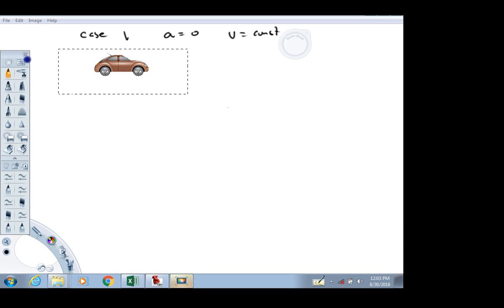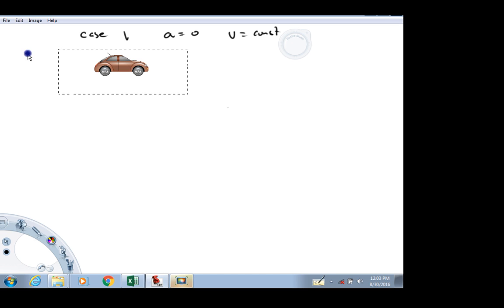The purpose of this video is going to be to describe how to write what are called equations of motion for particles under various circumstances. Now, the particle we're going to look at in this example is this automobile here. And the first thing we're going to talk about, I'm going to call this case 1 here. Acceleration is 0, velocity constant.